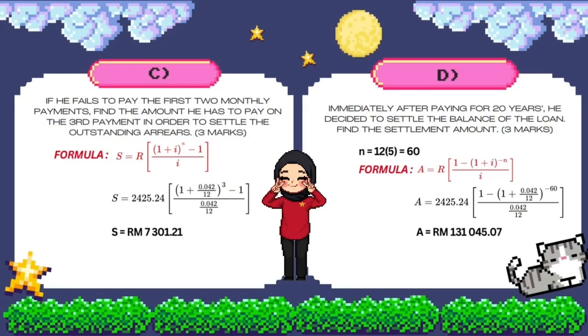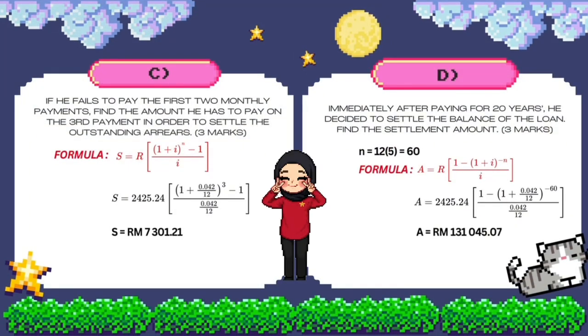Let's move on to question C. To find how much Saif needs to pay for the third payment, we use the formula S equals R times ((1 plus i) to the power of n minus 1) over i. Here we use 3 for n because Saif needs to pay on the third payment. After putting the information into the formula, the result we will get is 7,301 ringgit and 21 cents.